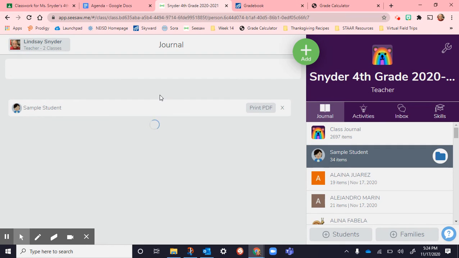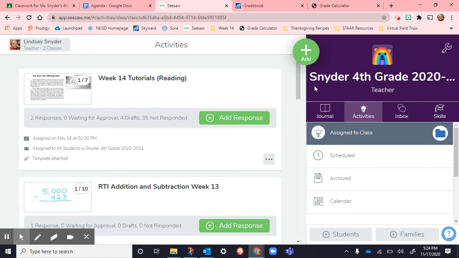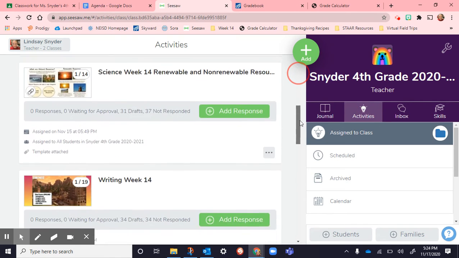Then in writing today, under activities, go down to writing for week 14.